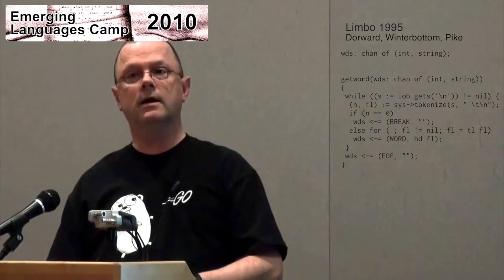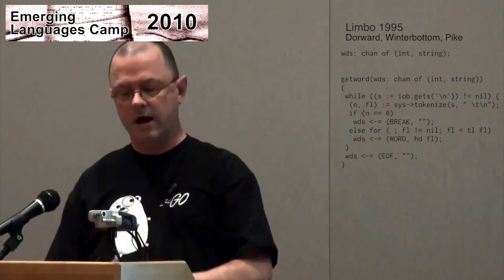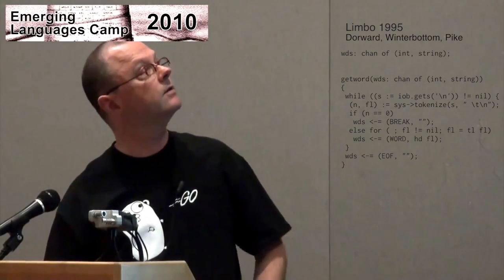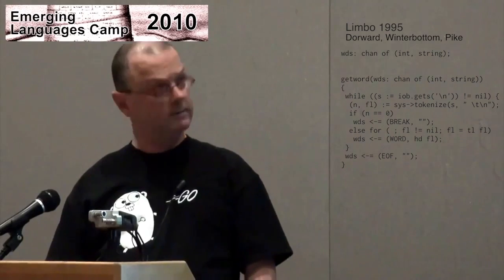But it was pretty much sort of rethinking Newsquik 10 years later with a much better grasp of what needed to be in a language to make it work. And again, channels were the fundamental thing here. Limbo had channels as first-class values. But then things happened, things starting with J, and it sort of died away. So about 15 years go by.